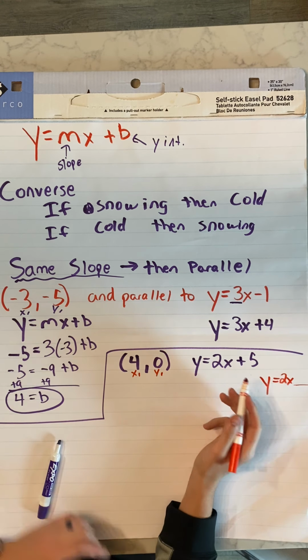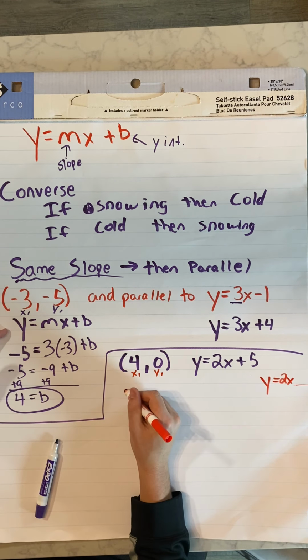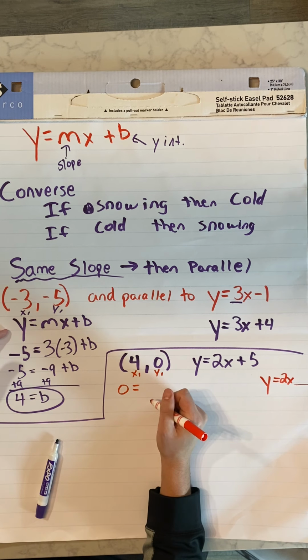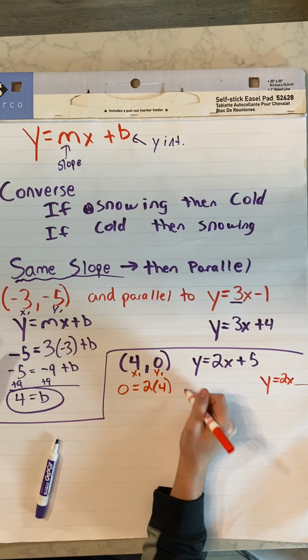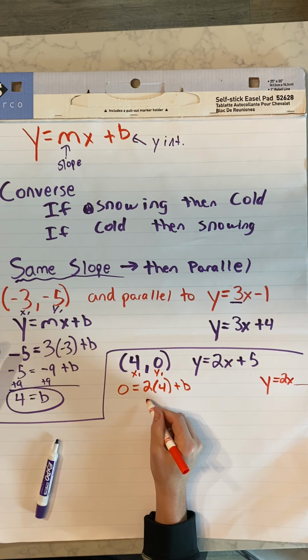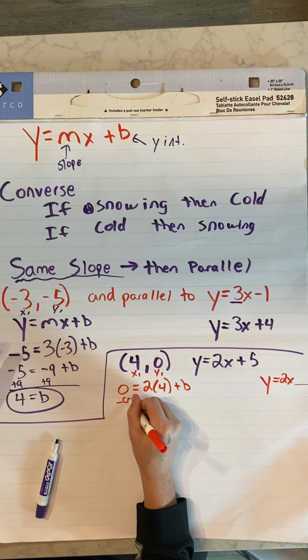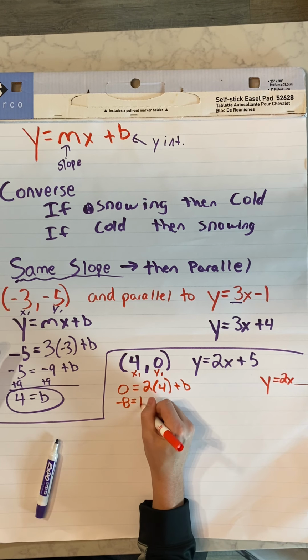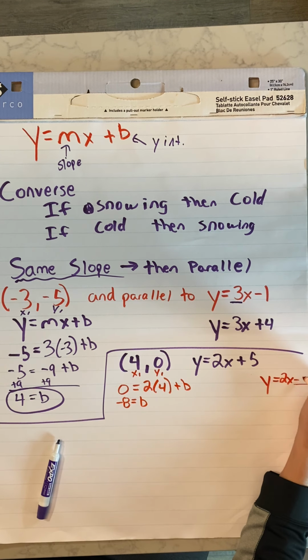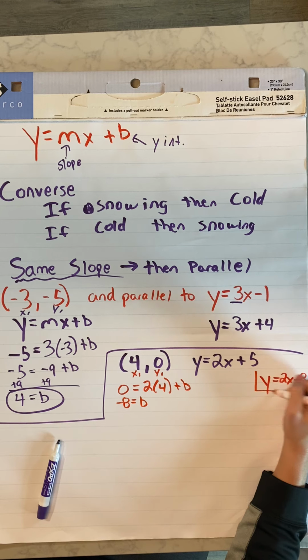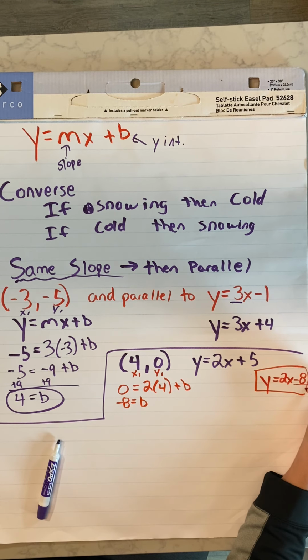So we're just going to plug our point into this equation again. So it's going to be 0 equals m is 2, x is 4, plus b. Well, this is 8, so when we subtract 8 from both sides, we get b equals -8, or -8 equals b. There's our equation. Here's our answer over here.